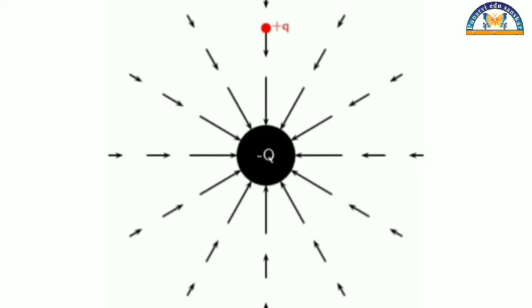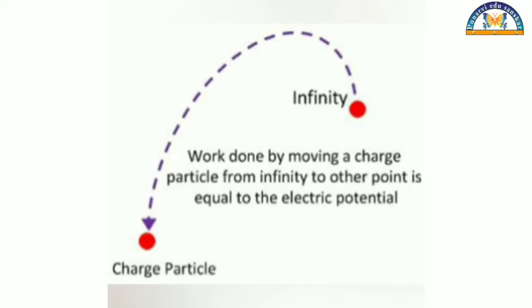Hence, electric field is defined as the region around a charged body or a charge with which its influence can be experienced. The electric field for a given charge will always be limited. If we place another charge within the region of electric field, say of minus Q as in this case, now let us define electric potential.